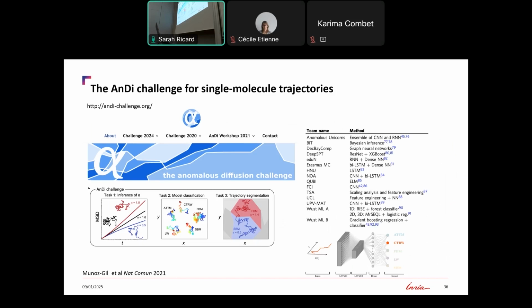You see, this was the list of the teams that participated in the challenge 4 years ago, and the methods they used to do the model classification or the inference. It's always a CNN or RNN, or some are like Bayesian inference. Others use classical machine learning like gradient boosting. The main problem is that the trajectories are never the same size, right? So if you take the trajectory itself and put it into a vector, the vector is not the same size, so it's always a difficulty.